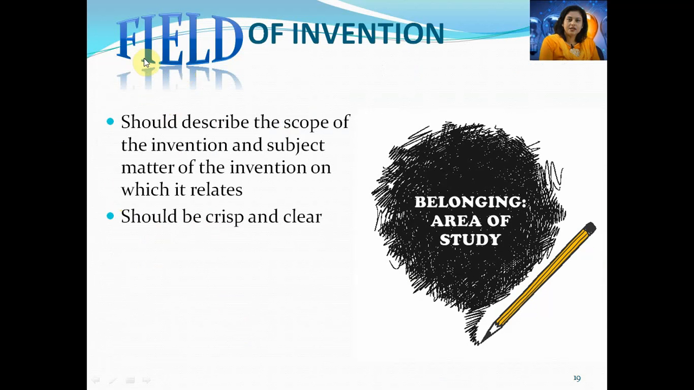Next comes field of invention. Basically, field means belonging to an area of study. So, field of invention should describe the scope of the invention and subject matter of the invention to which it relates. It should be crisp and clear enough so that the examiner of patent easily understands the nature of the invention and classifies the technology according to its genera.